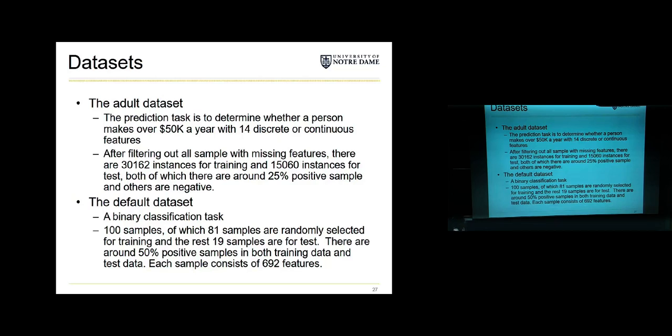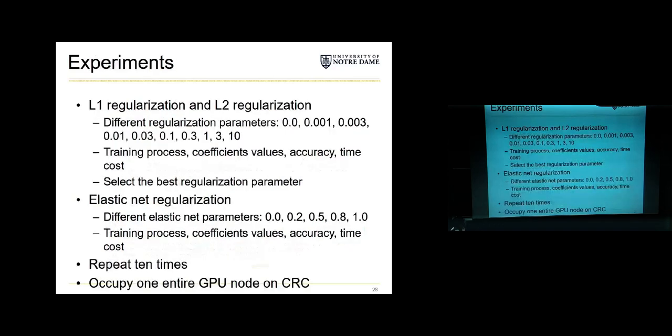And each sample consists of 619 features. You can see for the first one, we have much more samples than the number of features. And this one has much more features than the number of samples. This means this one can easily get overfitting, which can be seen in our experiments.